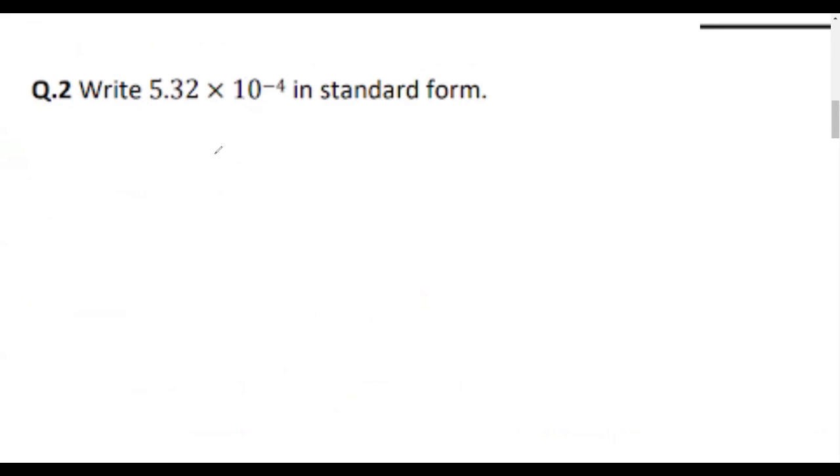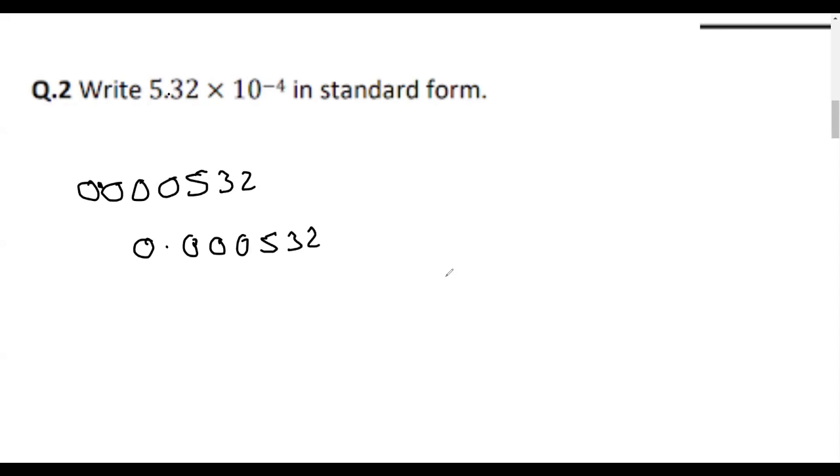So if I write 532, we can see that we have to shift the decimal 4 places left. The decimal is over here. So 1 place over here. So let's place some 4 zeros here. Now check here, the decimal is over here, so this is 1, 2, 3, 4. So the decimal has to be shifted to this place. So 0.000532 should be the answer in the standard form.